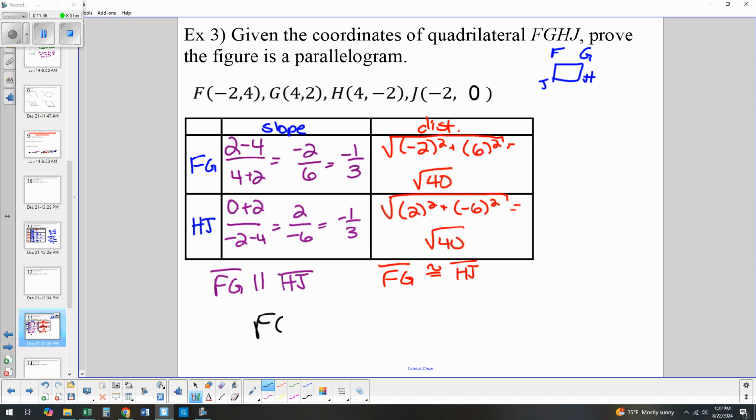So FGHJ is a parallelogram because one pair of opposite sides is parallel and congruent.